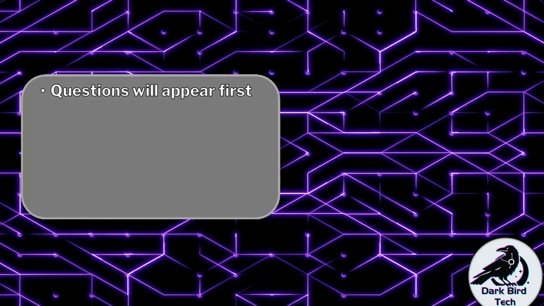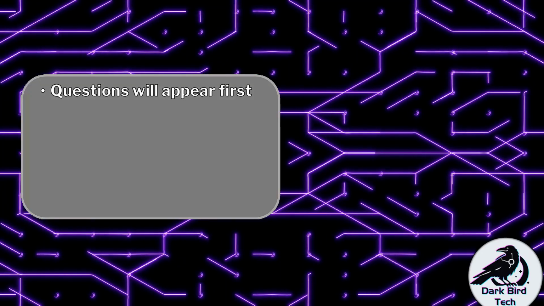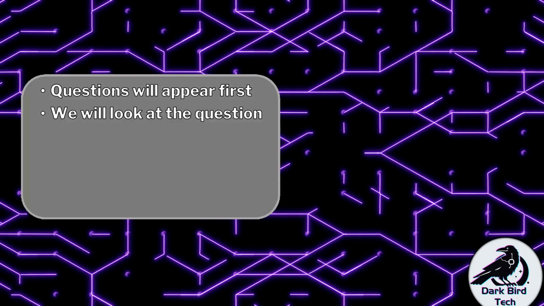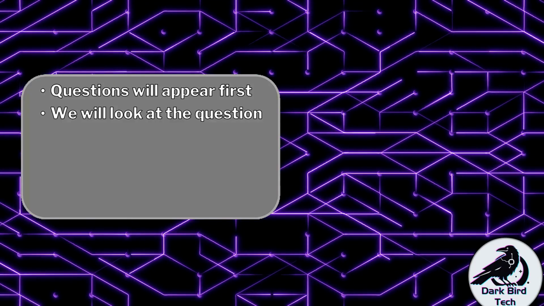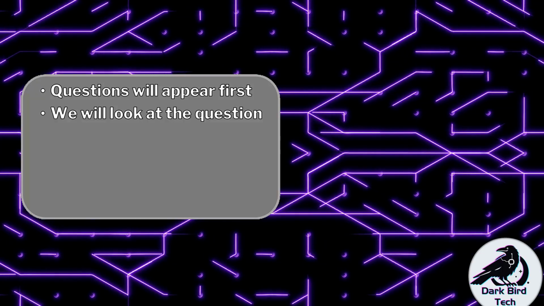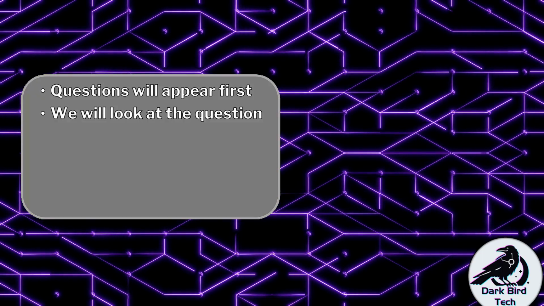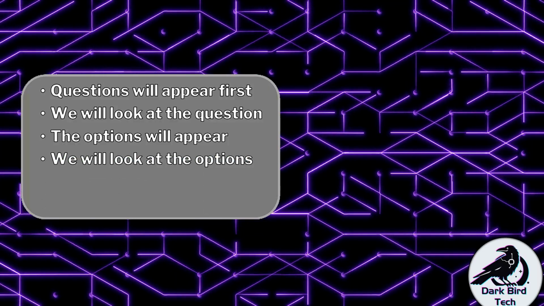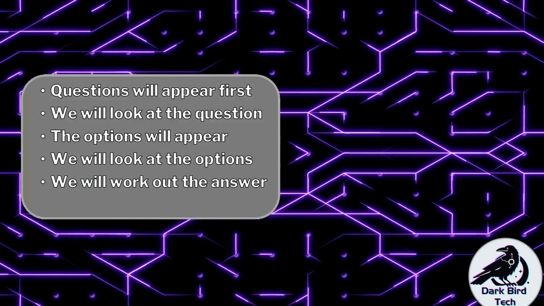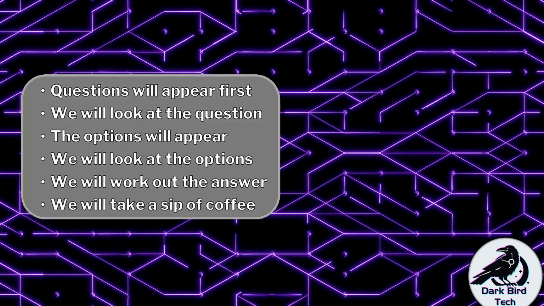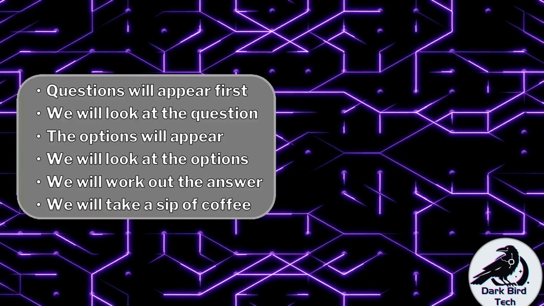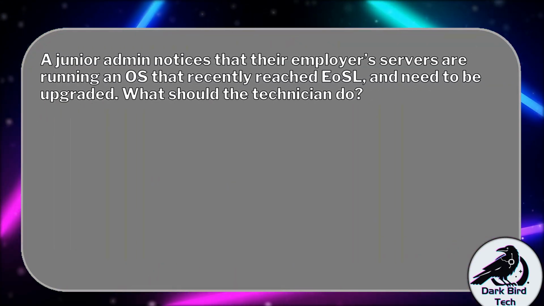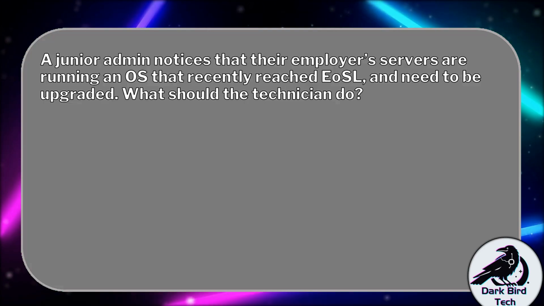The way we're going to work is this. The questions will first appear. We will have a look at the question, and for some of them, I will give you an opportunity to think about the options you'd like to see. In other cases, though, we will need to see the options first before we can even think of trying to answer it. So then the options will appear, and we'll have a look at the options. We will work out what the right answer is, and then we take a sip of coffee before moving on to the next one.